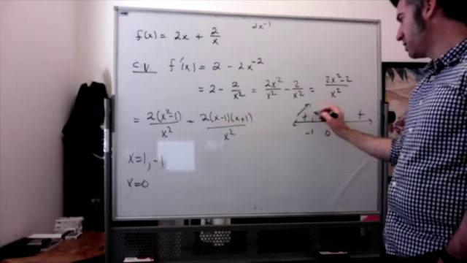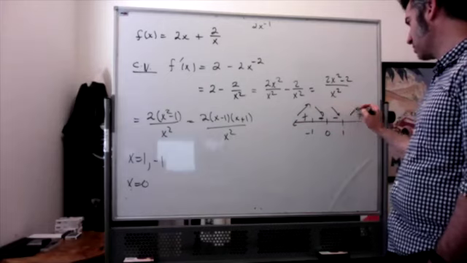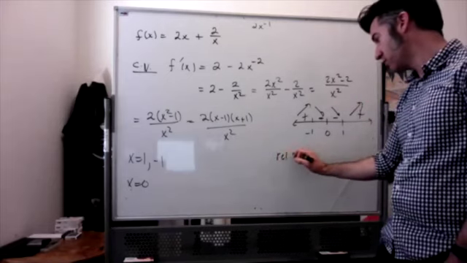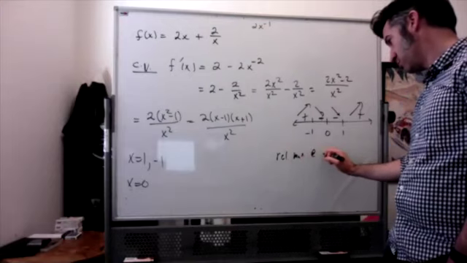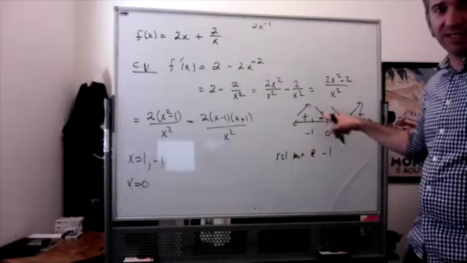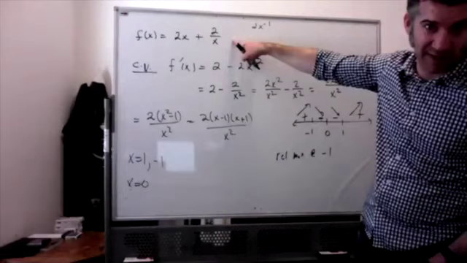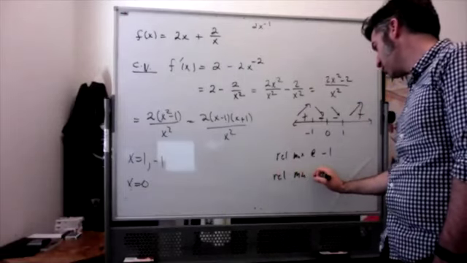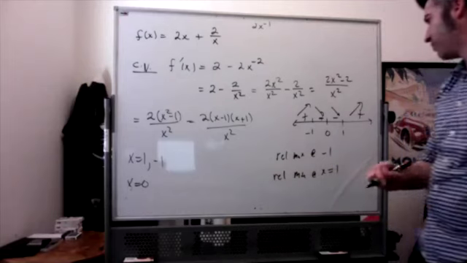So it's increasing, decreasing, decreasing, increasing. So we have a relative maximum at negative 1. We have nothing at 0, not because it's negative, negative, but because the function isn't defined there. And we have a relative minimum at x equal to positive 1.